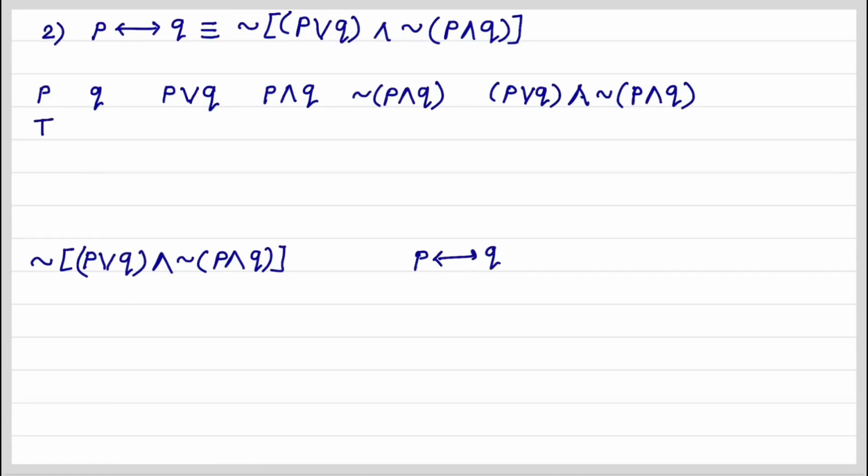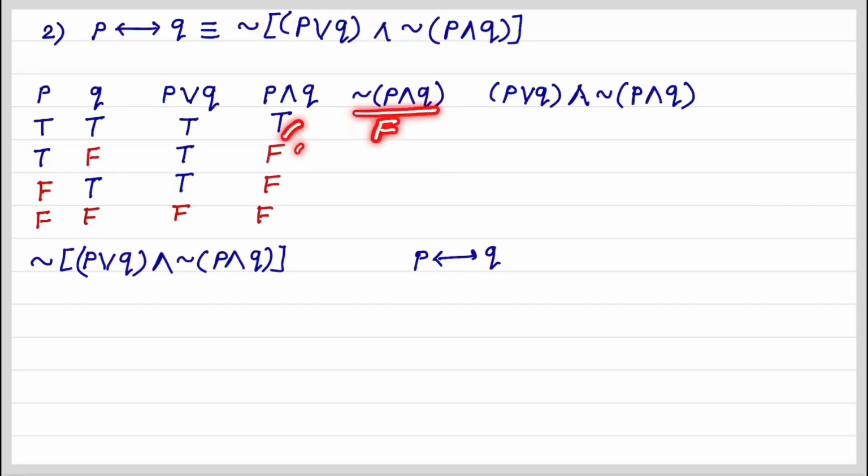For P, we will take first two values true and then two values false. For Q, we will take alternately true, false. Here we have to take disjunction of P and Q, and we know disjunction is false when both the statements are false. Otherwise, it is true. Next is conjunction of P and Q, and we know conjunction is true when both the statements are true. Otherwise, it is false. Now take negation of this statement. Here first value is false and all other values are true.